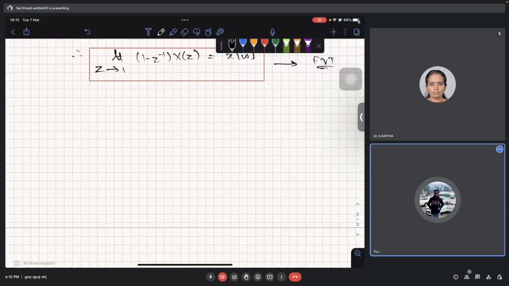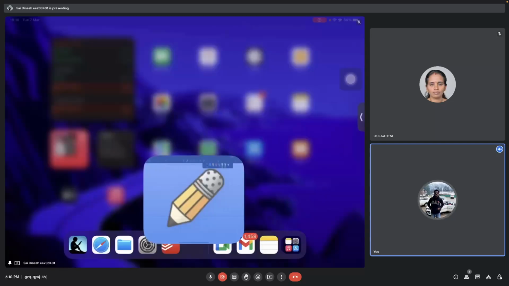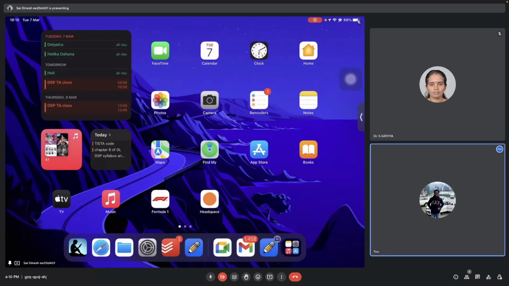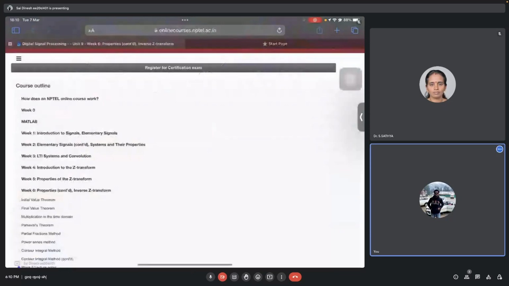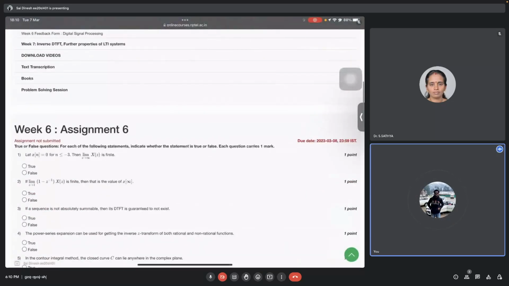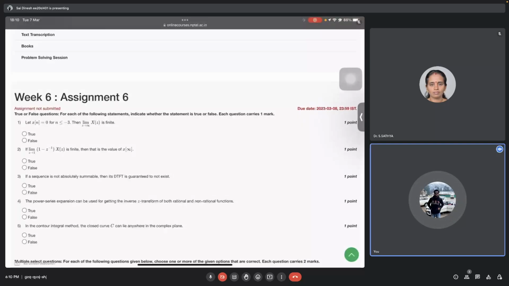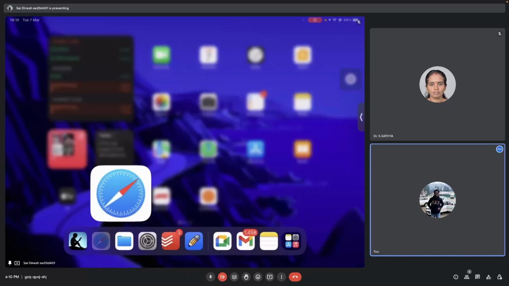Okay, so in that case I'll continue. This is the week 6 assignment, so I'll go through some questions from this week 6 assignment as well. The first question: x of n equals 0 for n less than or equal to 3, then is the limit as z tends to infinity of x of z finite?